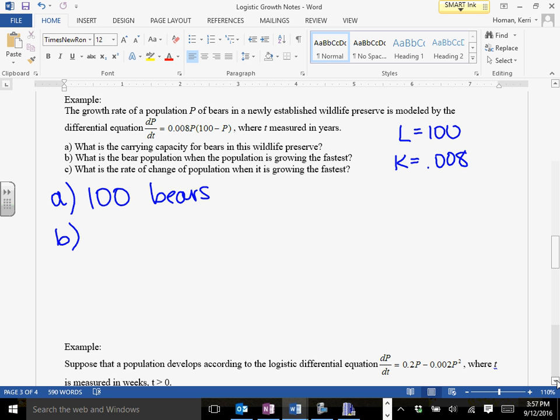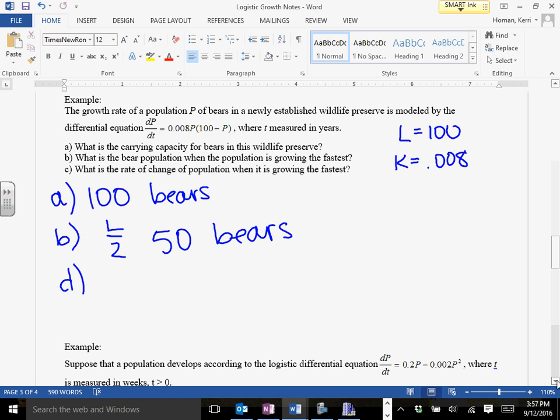Part B, what is the bear population when the population is growing the fastest? Turn to your neighbor, tell them the answer. The bear population when we are growing the fastest is L over 2, 50 bears. If they ask you when the population was growing the fastest, you would have to take that 50 and set it equal to your original equation, which we don't have right now, so we won't worry about that. But please understand the difference in the wording. Okay, what is the bear population when it's growing the fastest? That is the L over 2.